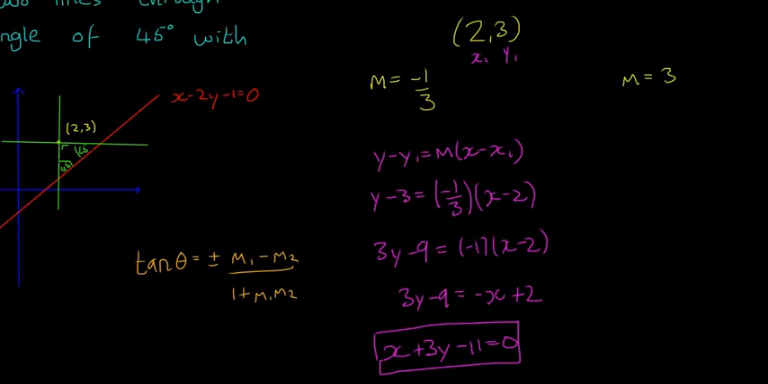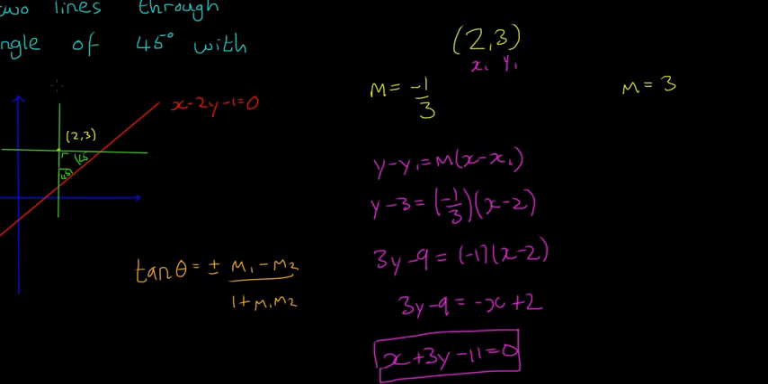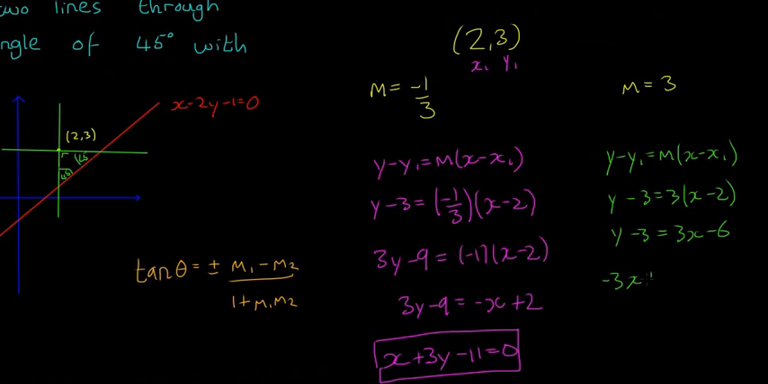And the second one, I guess I'll do in green. Again, we're going to have y minus y1 is equal to m by x minus x1. Y minus 3 is equal to 3 by x minus 2. That's going to be y minus 3 is equal to 3x minus 6. We're going to have minus 3x plus y plus 3 is equal to 0.